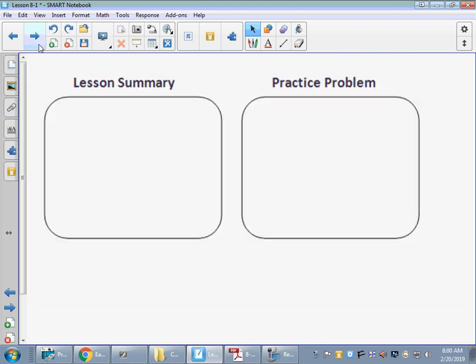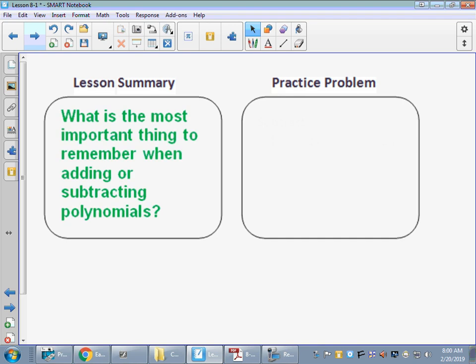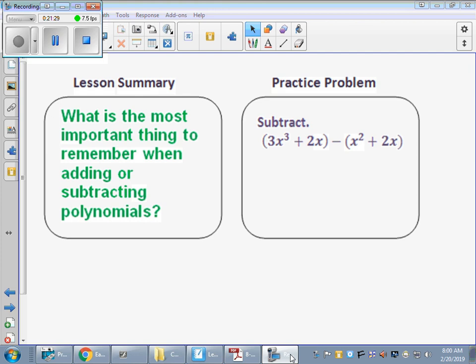Okay? All right, last thing, we're at the end. Here's our lesson summary. What's the most important thing to remember when adding or subtracting polynomials? For me, it's what I just talked about with subtraction and using that distributive property to go to the negative 1. But for you, it might be combining like terms. It might be crossing them out, stuff like that. And then finally, here's your practice problem. Subtract these two. So again, it's subtraction, so use that distributive property on the second one. And that is about it.